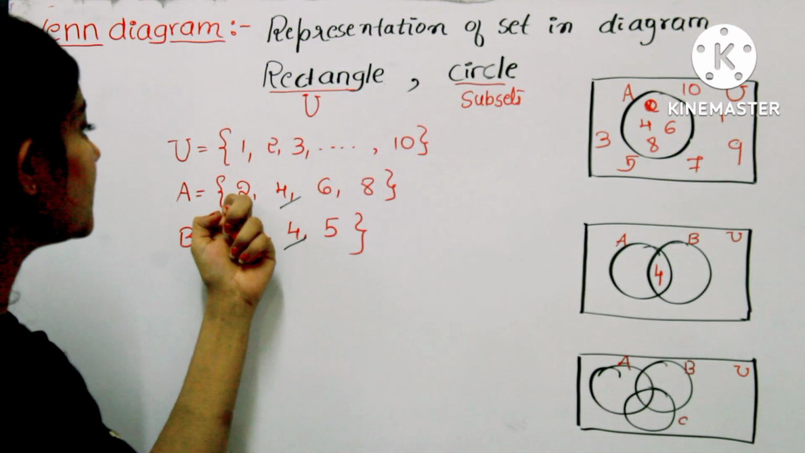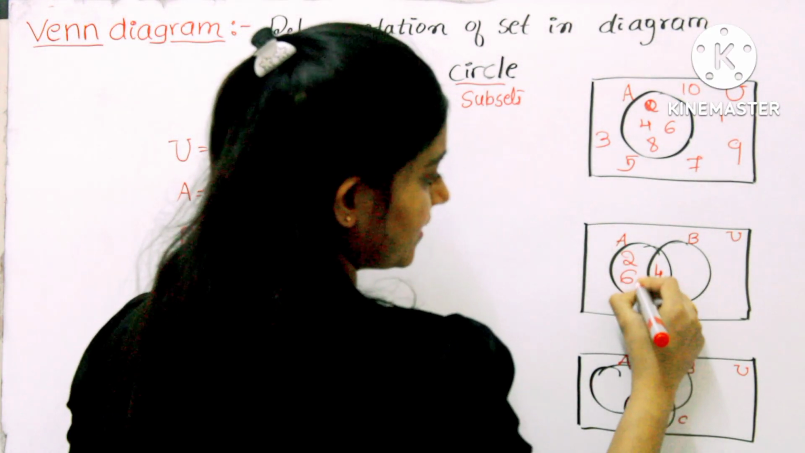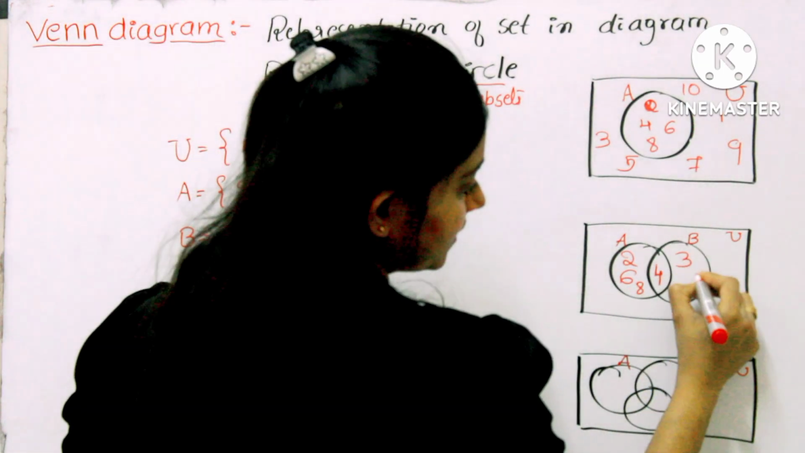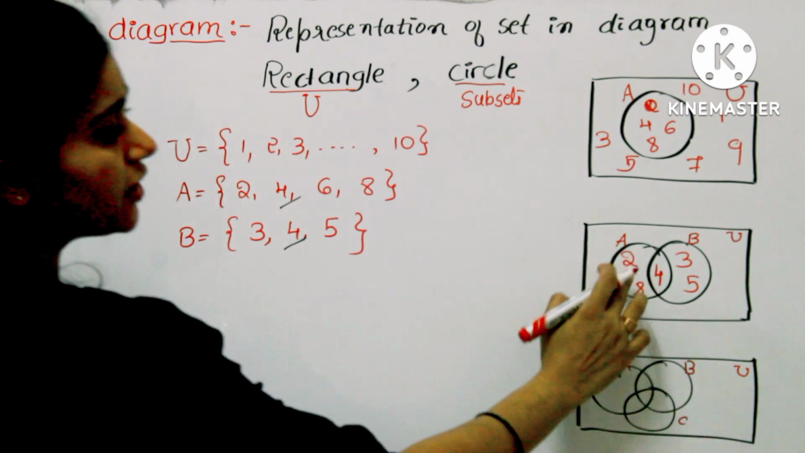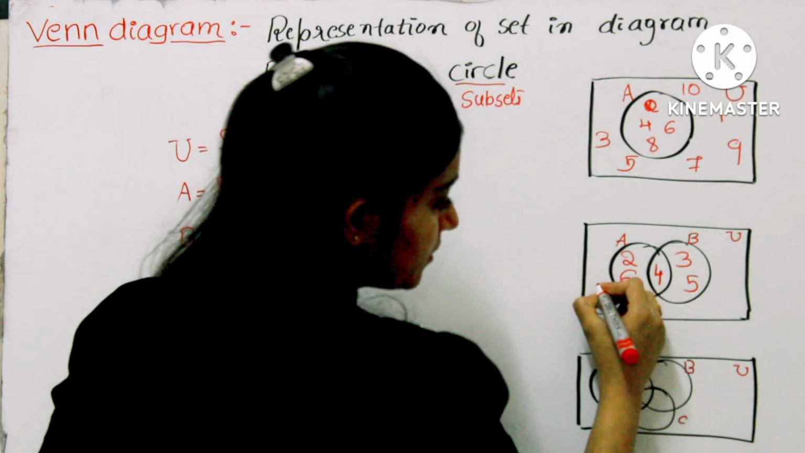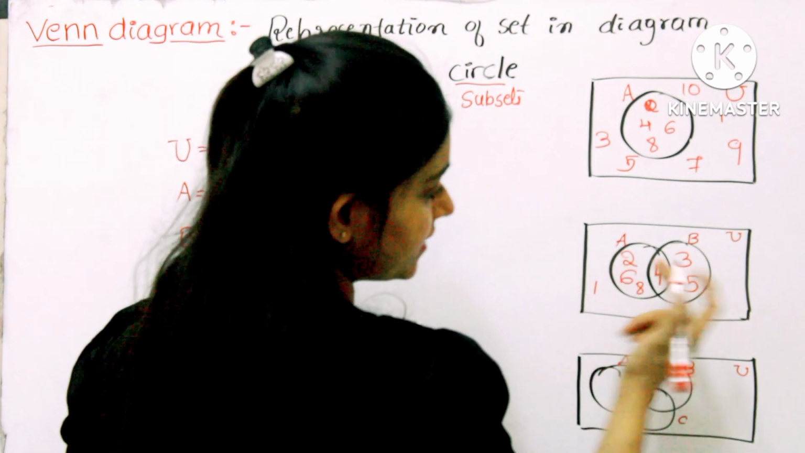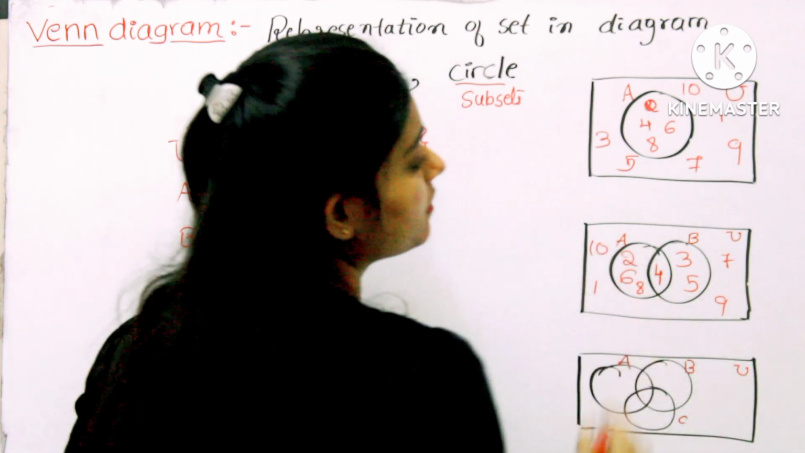Similarly, what is remaining in A? 2, 6, 8. So write in A: 2, 6, 8. Then what is remaining in B? 3, 5. So write here 3, 5. Then, after removing A and B, what is remaining in the universal set? That is the rectangle. 1 is remaining, 2 is already written, 3, 4, 5, 6 are written, then 7, 8 are written, 9 and 10 are the remaining.